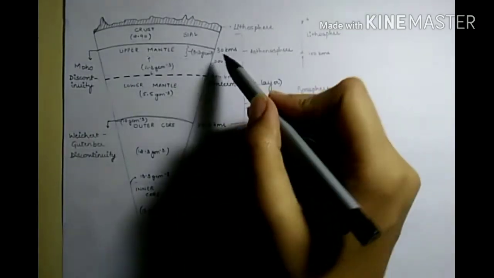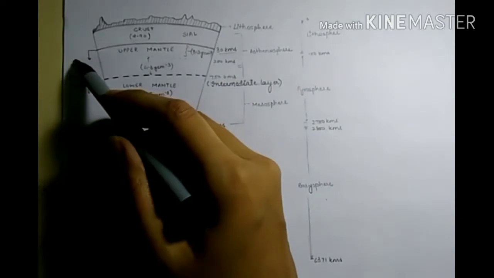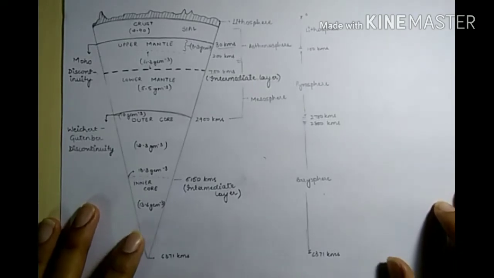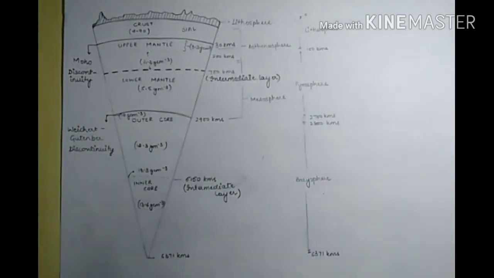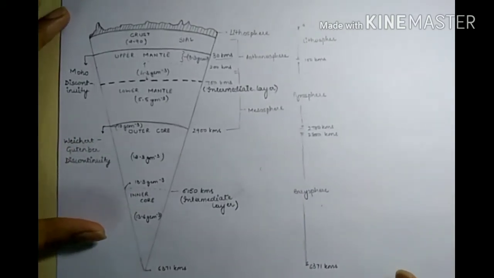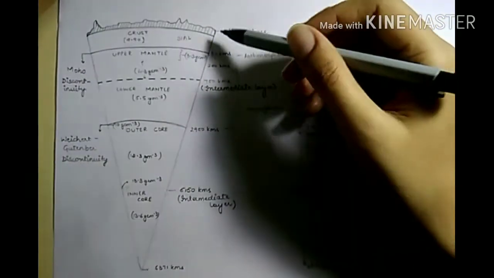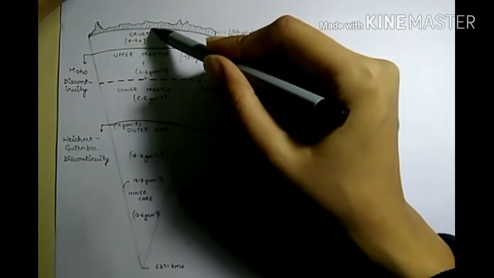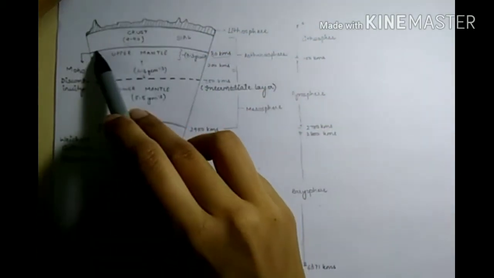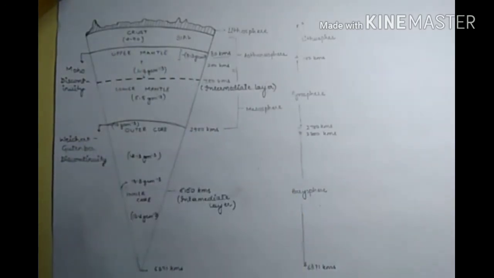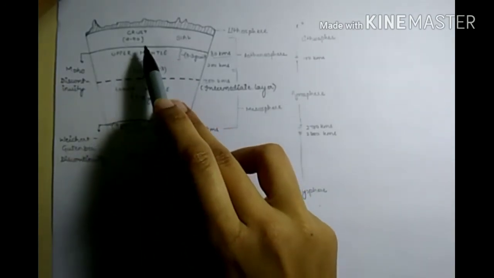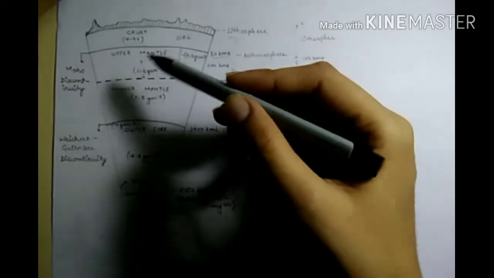Now at 30 kilometers we have our Moho discontinuity, that is our first discontinuity. This discontinuity separates the crust from the mantle. So how did this discontinuity come into existence? What happened was, scientists passed seismic waves. Till the lower crust, the velocity of the seismic waves was 6.9 kilometers per second.